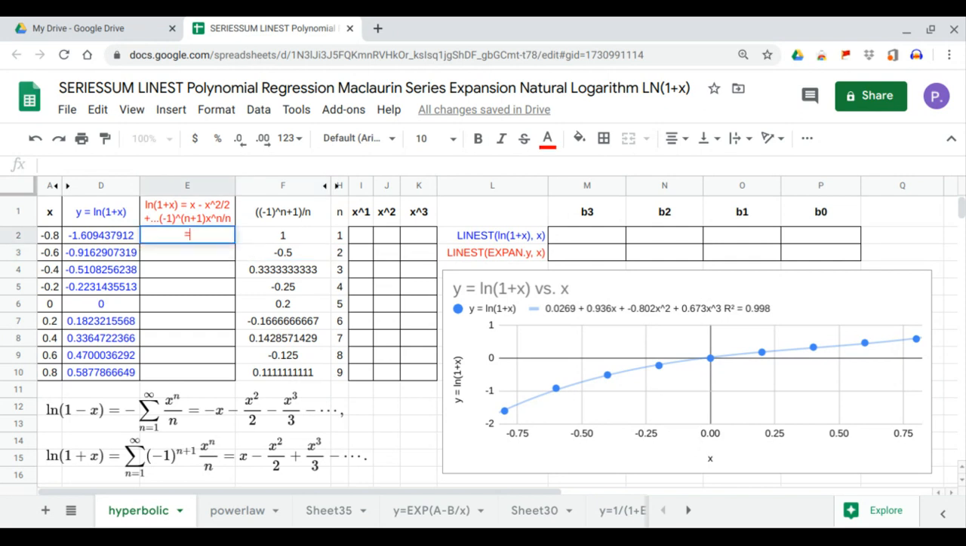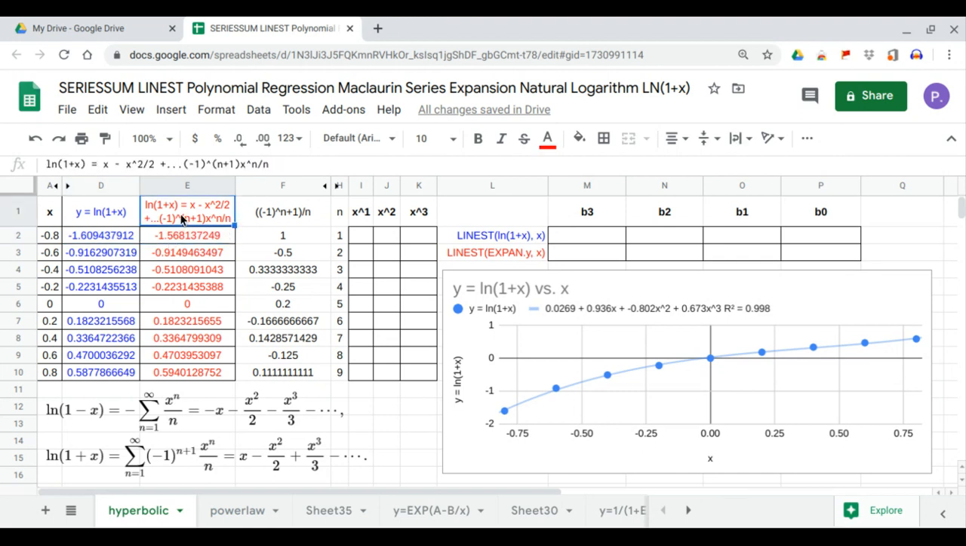Now we can enter the SERIESSUM. You can use SERIESSUM to generate the data set of the expansion, which is an array formula: SERIESSUM of the x values, the starting power is 1, incremented by 1, so x raised to the power 1, to the power 2, to the power 3, and the coefficients, this range of coefficients. So the expansion is a good approximation of our function. The values here are almost the same.